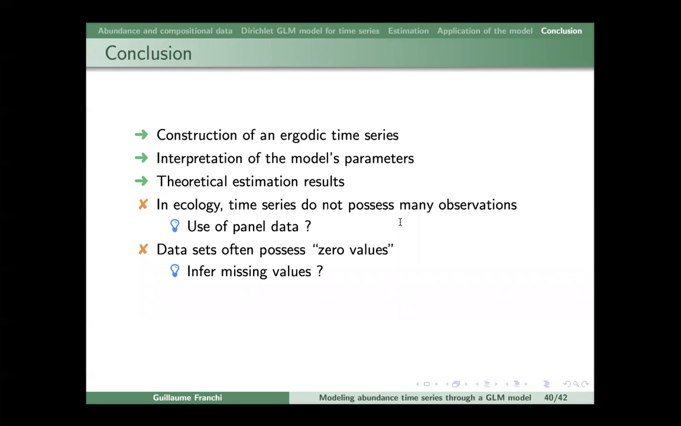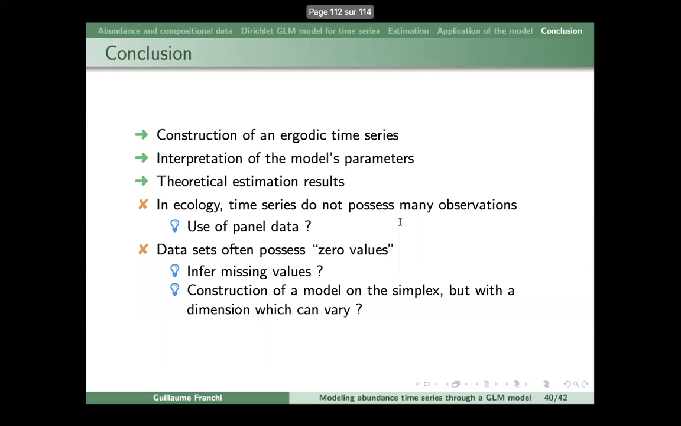So if you have false zero values, maybe you can infer the missing values in different ways. But how does it affect the estimation? I don't know. So this is maybe an idea, but how can we do that? But if you have true zero values, maybe it's possible to build another kind of model, always on the simplex, but with the dimension of the simplex, which can vary over time. For example, if the species is not present, you still use a model on the simplex, but the dimension can vary over time, can be reduced or augmented.